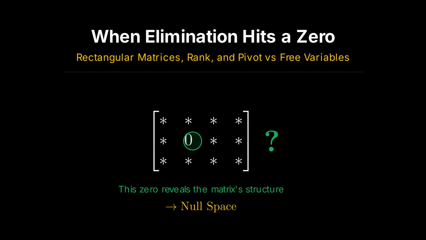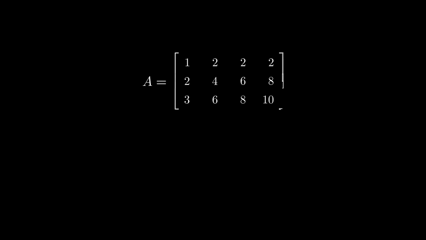Let's see this in action with a concrete example. Here's our matrix A, a 3x4 matrix. Row 1 is 1, 2, 2, 2. Row 2 is 2, 4, 6, 8. Row 3 is 3, 6, 8, 10. We want to solve Ax equals 0, that is, find every vector x in the null space. The null space means all solutions to Ax equals 0.